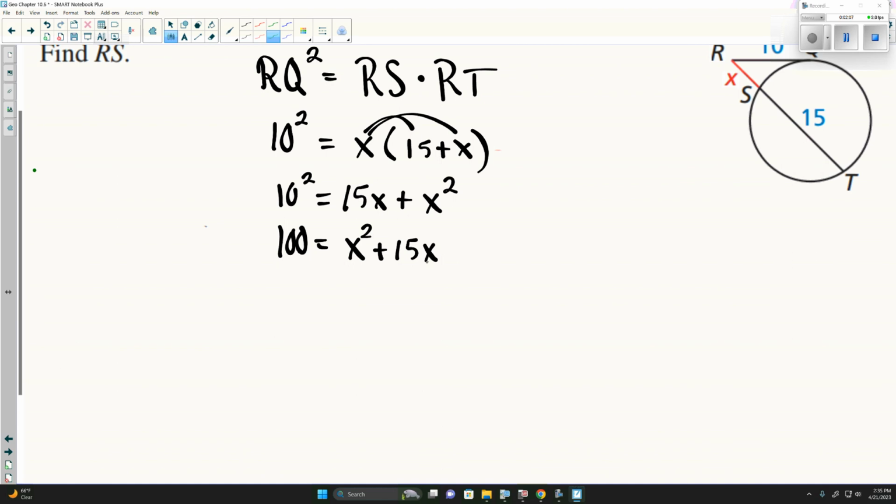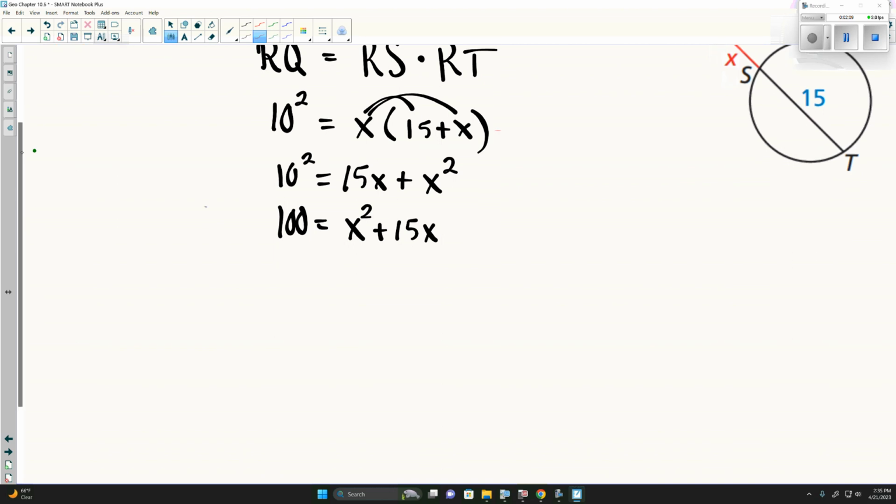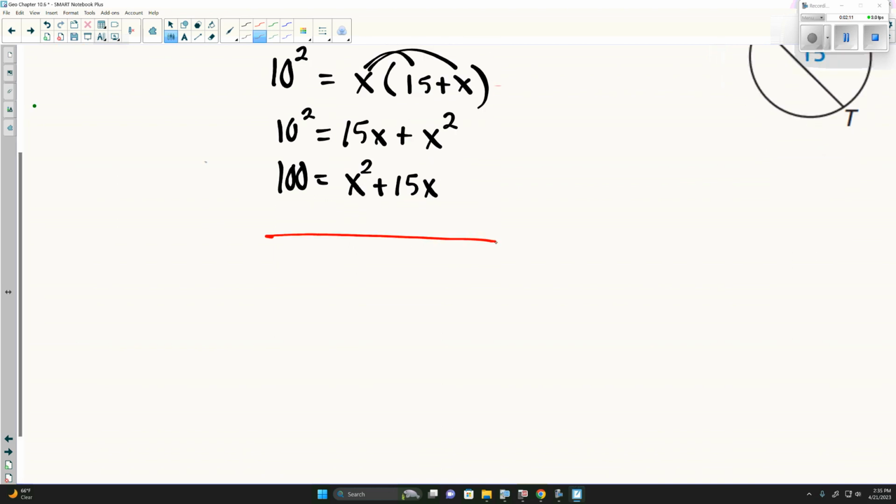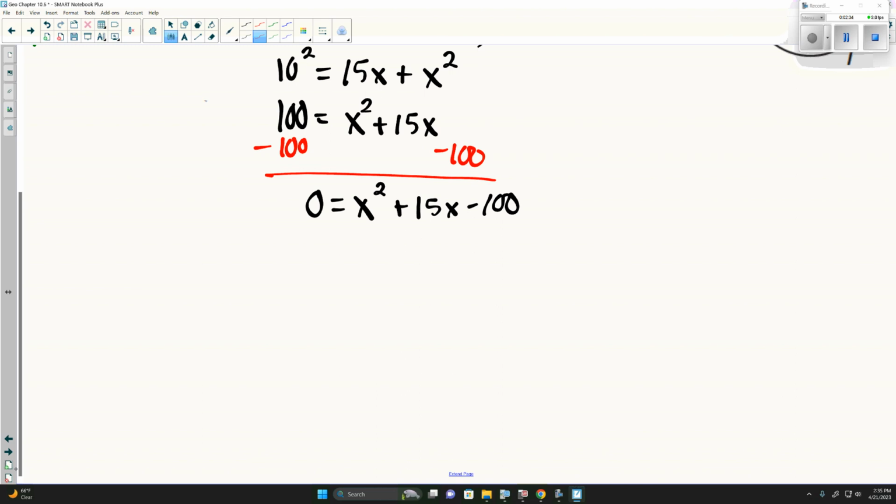Now at this point here, we want to get this equal to 0. So we would subtract 100 from both sides, telling us that 0 is equal to x squared plus 15x minus 100. Now for these here, we do need to factor to be able to get the solution.